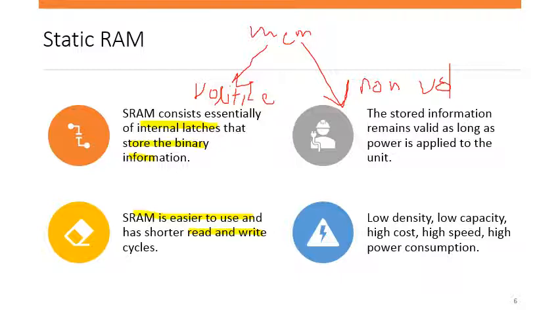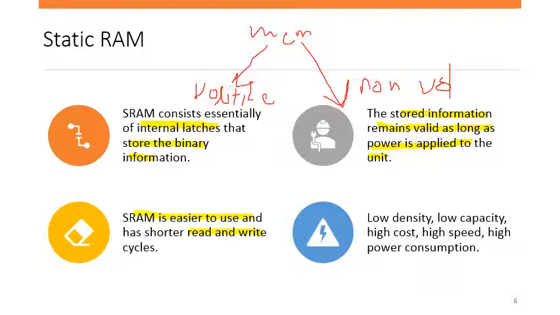because it tends to lose data when we remove the power. So the data is only valid for that period for which we have applied the power supply. So in this particular RAM, the stored information remains valid as long as power is applied to the unit.